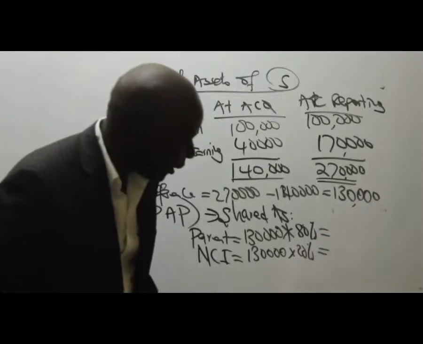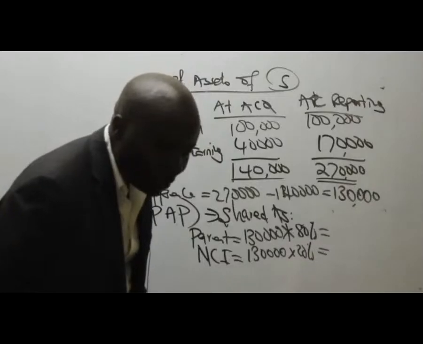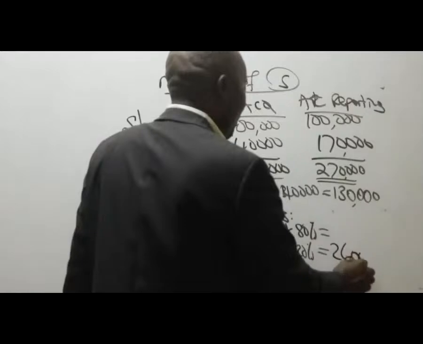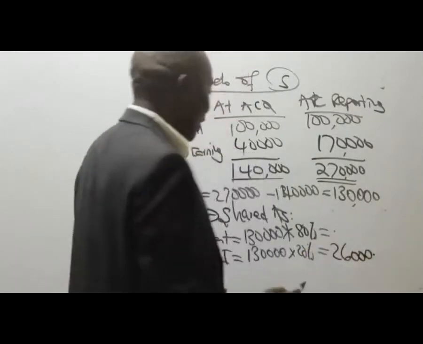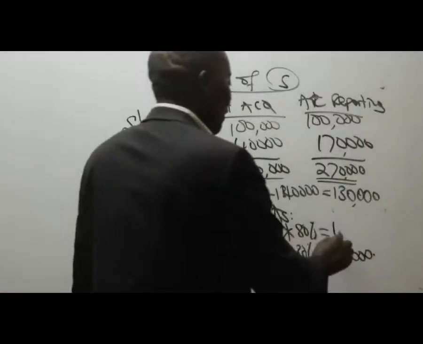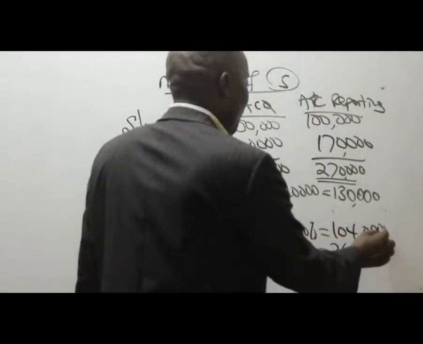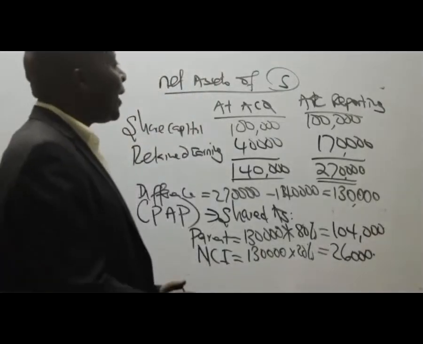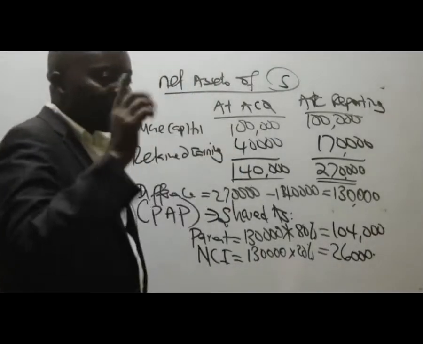So the first one I'm being told is 20, or the second, I don't know, should be the second one, 26,000. How about the first one? The first one is 104,000. If you add the two, that will be 130,000. So those are the net assets of S, the first subsidiary.